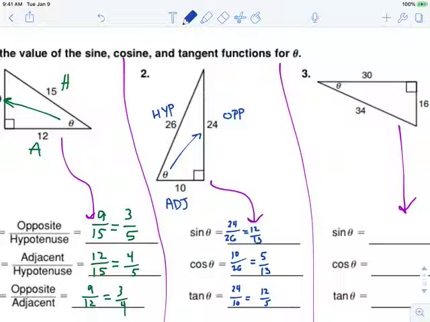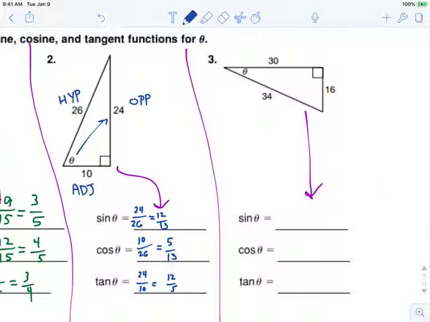Okay, for the second one, what did you get for sine of theta? Second triangle, what did you get for sine of theta? 12 over 13, good. What about cosine? 5/13, and tangent? 12/5. All right, so good. So we got those down. So if you have trouble with this, just always remember to label first. It makes your life a lot easier.